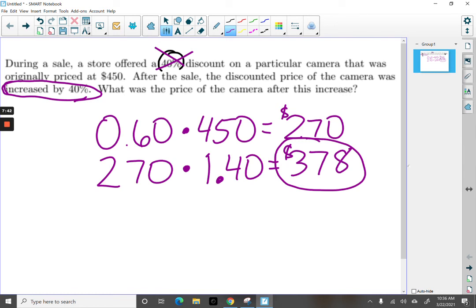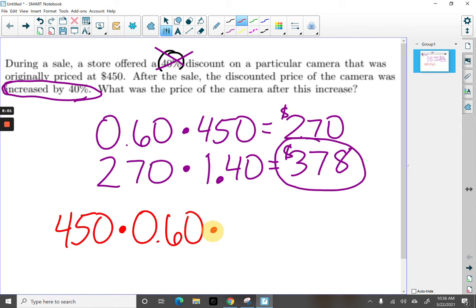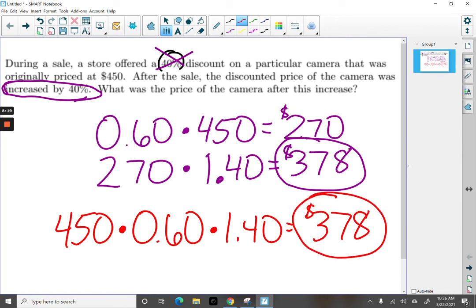And because we now can use these numbers and find an answer without needing that extra step at the end, we can actually solve this in one giant step if we wanted to. I can take our original 450 and say we are paying for 60% of it, and then we are paying for 140% of that. And if you type this entire thing in your calculator, you will get your answer of $378 right away in one expression right there.